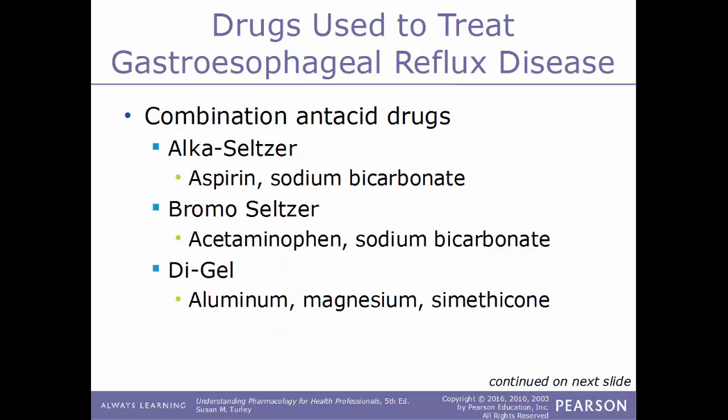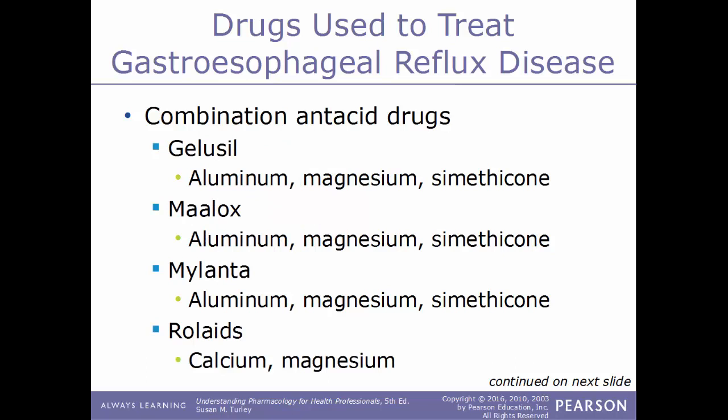A combination antacid drug would be Alka-Seltzer. This is a combination of aspirin and sodium bicarbonate. Bromo-Seltzer, which is a combination of acetaminophen and sodium bicarbonate. Di-Gel, which is a combination of aluminum, magnesium, and simethicone. Some other examples of combination antacid drugs: Gelusil, which is a combination of aluminum, magnesium, and simethicone. Maalox is a combination of aluminum, magnesium, and simethicone.